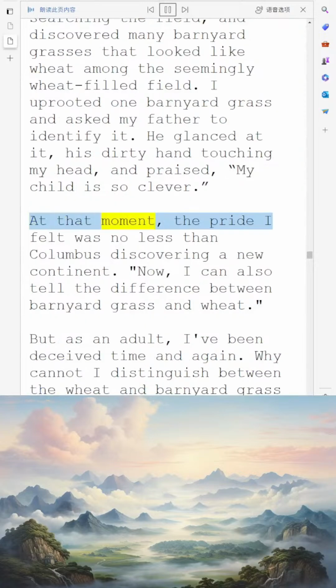At that moment, the pride I felt was no less than Columbus discovering a new continent. Now, I can also tell the difference between barnyard grass and wheat. But as an adult, I've been deceived time and again. Why can't I distinguish between the wheat and barnyard grass among people?